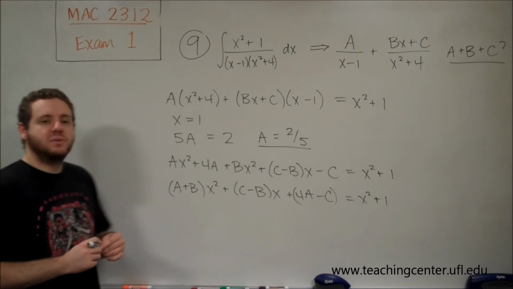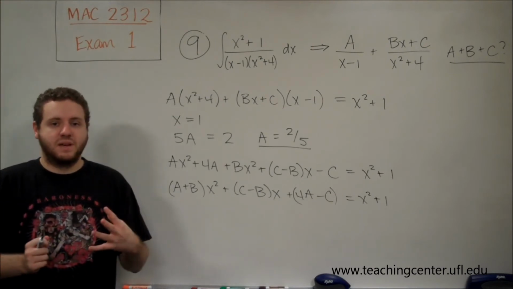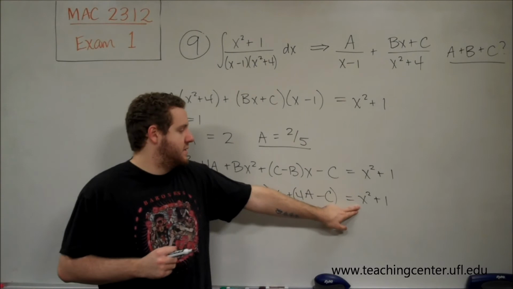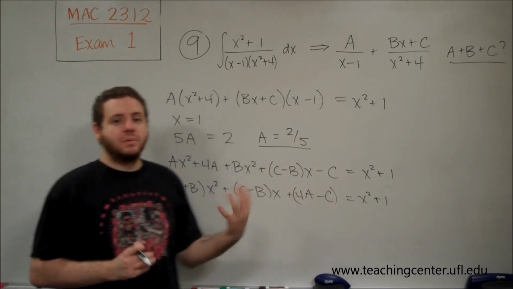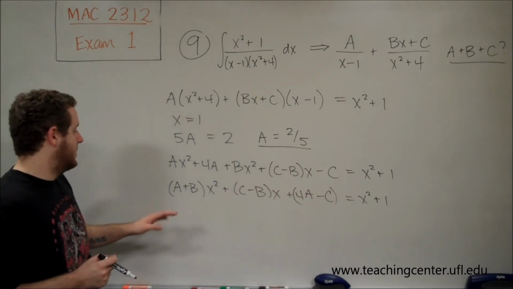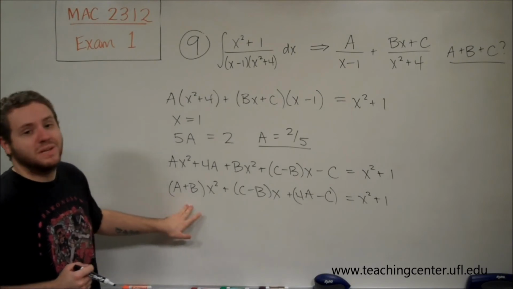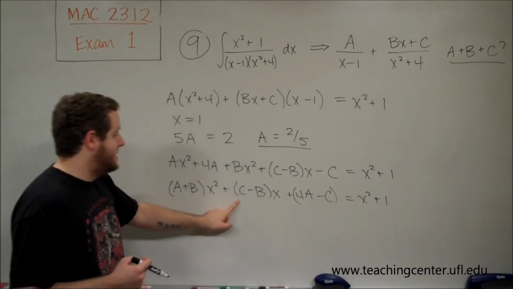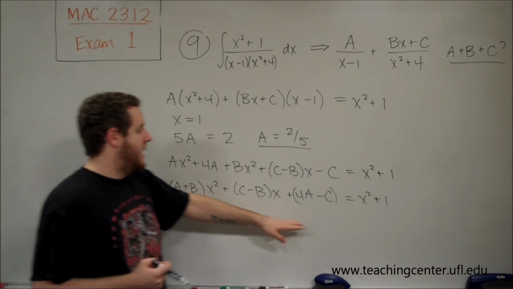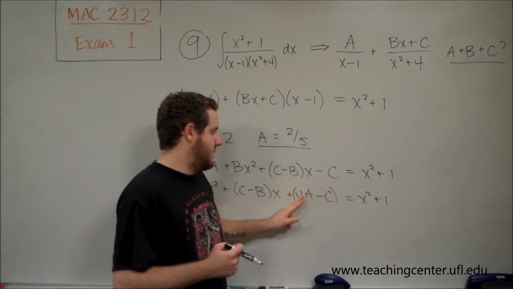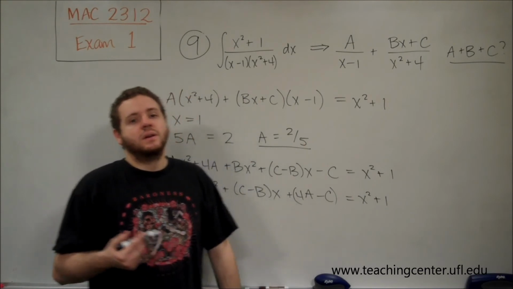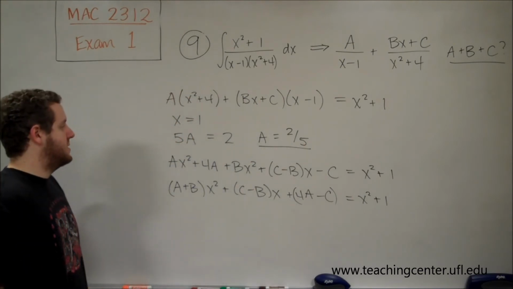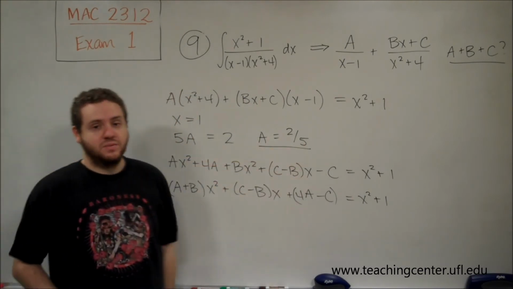The reason you can do this is because now all the coefficients have to match up. Over here, the coefficient on x squared is 1. The only way you could possibly have an x squared is if it was this. So that means a plus b has to be 1. We don't have any x's, so c minus b has to be 0. And the constants have to be 1, so 4a minus c has to be 1. Now we can definitely figure out all of them, especially because we already know a as 2/5.